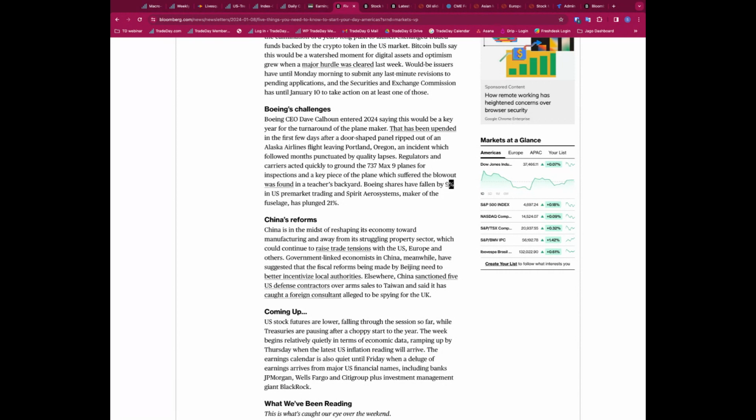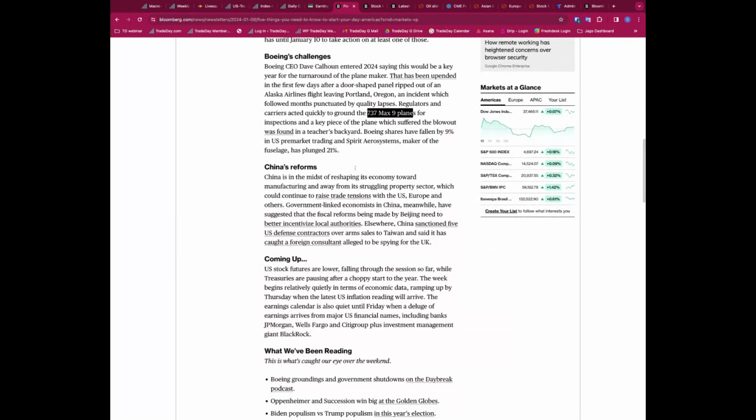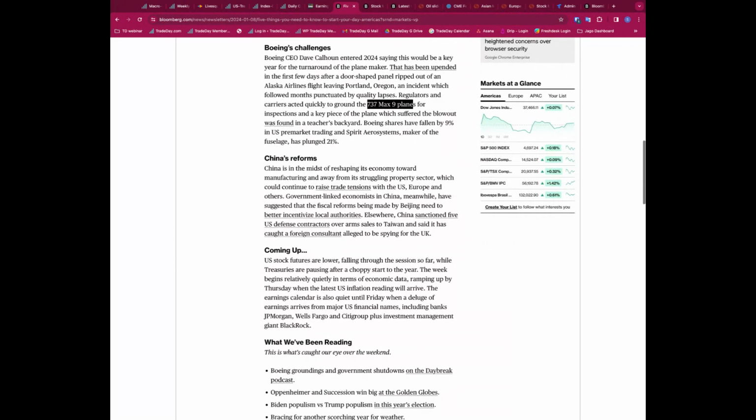I think it's down as much as 10% now in US pre-market trading on the back of issues with one of the 737 MAX 9 planes in here. And more issues for Boeing. They've been in and out of issues over the last 5 to 10 years.